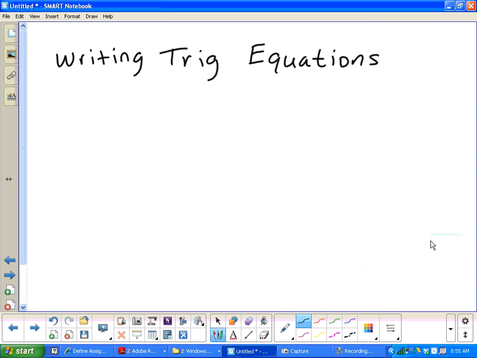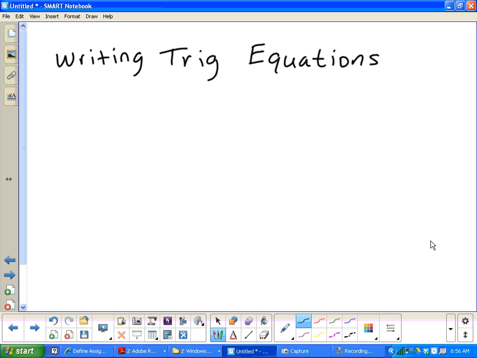Alright, so let's look at something. What I'm going to do is just write sort of a generic trig equation. And what we're going to look at is, we talk about mainly four things to graph with: amplitude, period, phase shift, vertical shift.